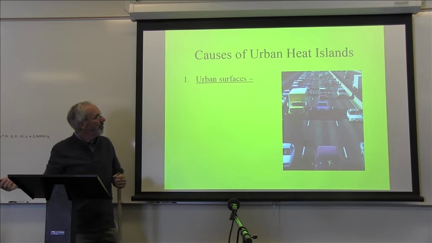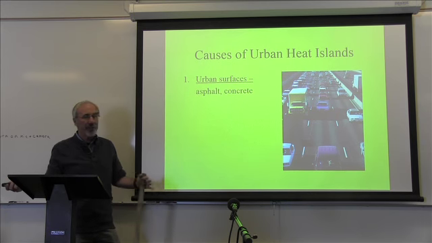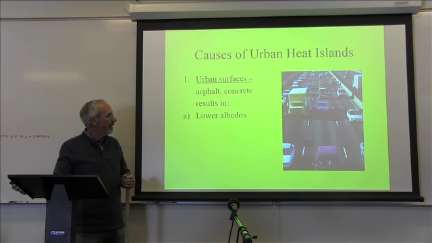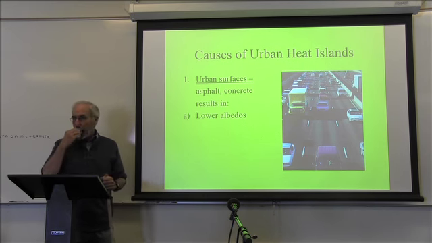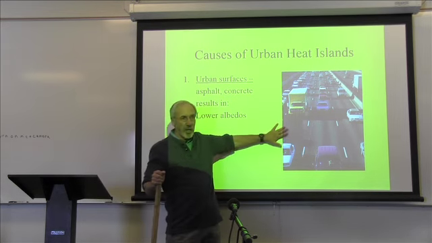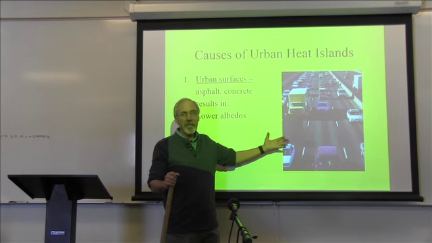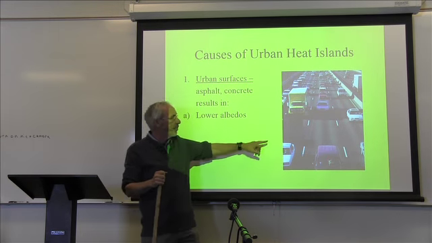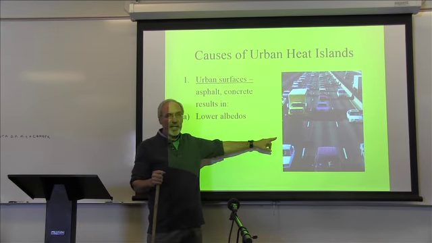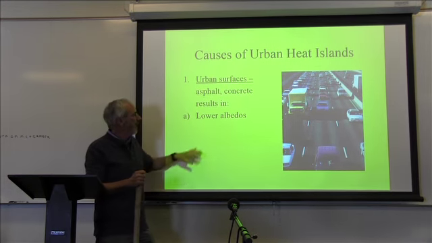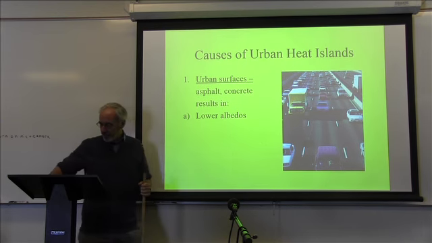Okay, causes of urban heat islands. Well, like we said, the surfaces, surfaces like asphalt and concrete, and that results in a number of things. Remember, we just looked at albedos, so if you can imagine a dark surface like this, much lower albedo than a vegetated surface, meaning it's going to reflect very little solar radiation, it's going to absorb a lot of solar radiation. So lower albedos. One issue.